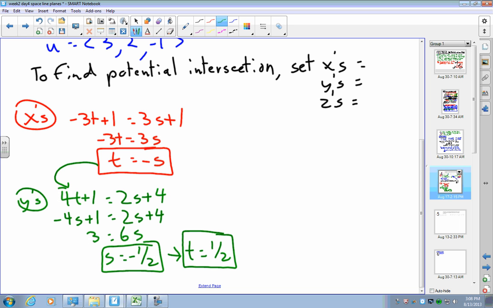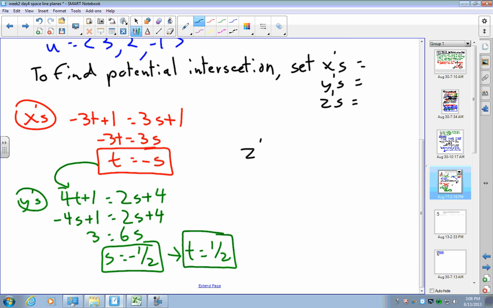Okay? Now, this is a 3-equation system, x's, y's, and z's, but how many variables do we have? 2, the t and the s. So just because I solved and I got an s and a t, that does not mean this actually works. So those are my x's, those are my y's. I'm going to actually need to look at my z's as well.